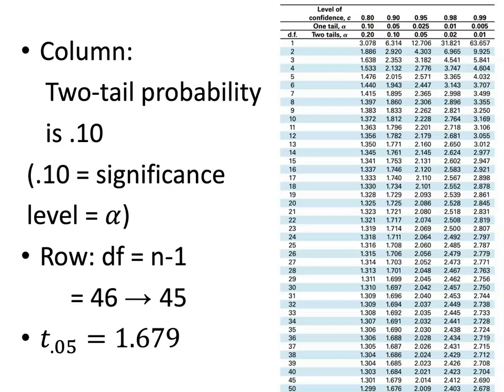Okay, so now we're going to use a different column. The two-tail probability is 0.10, so we want this column because it's a 90% confidence interval, so what's left over is 10% or 0.10. 0.10 is also called the significance level. It's alpha. The row, that's going to be n minus 1. It's degrees of freedom. It's 47 minus 1, which is 46. Again, we round down to 45. So it looks like we want 1.679. So it's t sub 0.05.